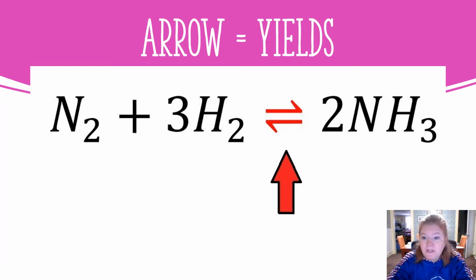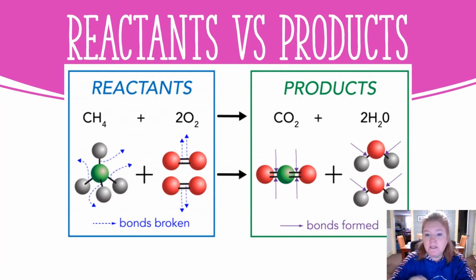Okay, arrow, we say it is yields. So this is N2 plus 3H2 yields, not equals, yields 2NH3. Reactants versus products. So here we have the yields sign, the arrow. Reactants are on the left side, products are on the right side.